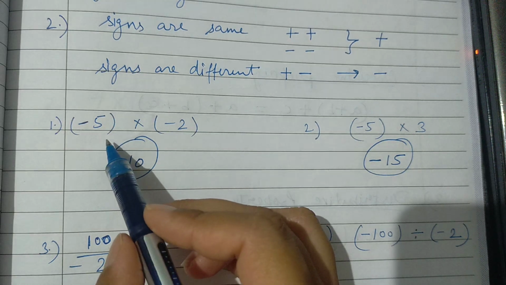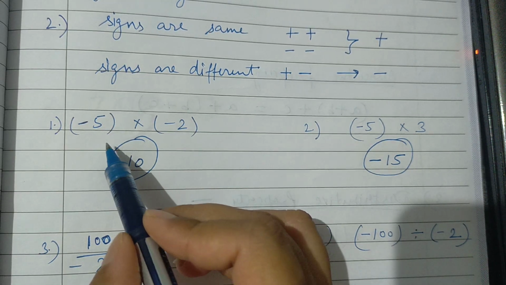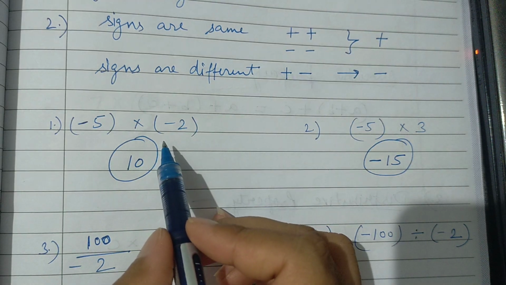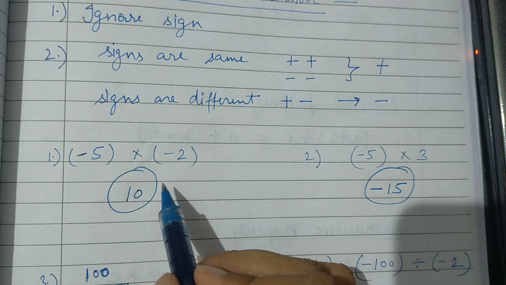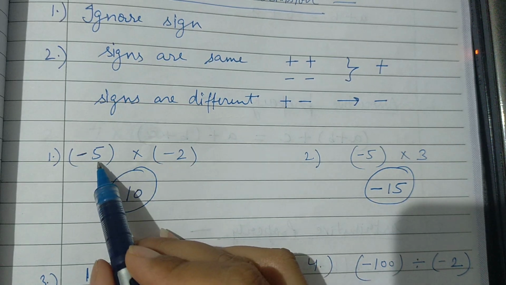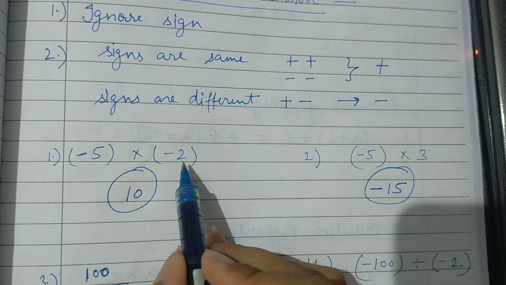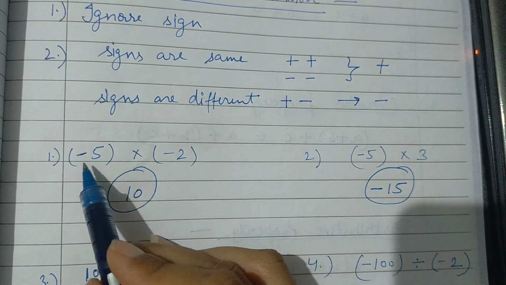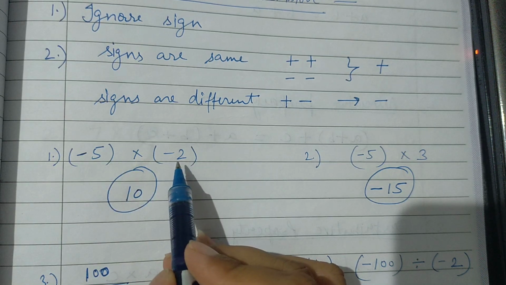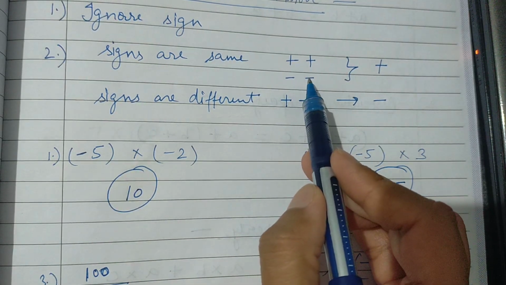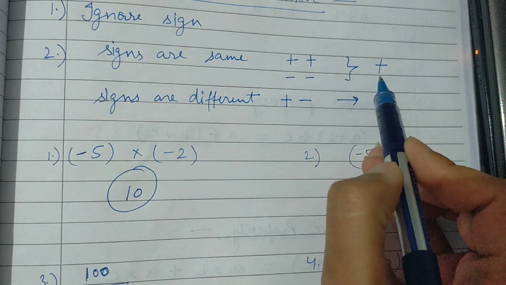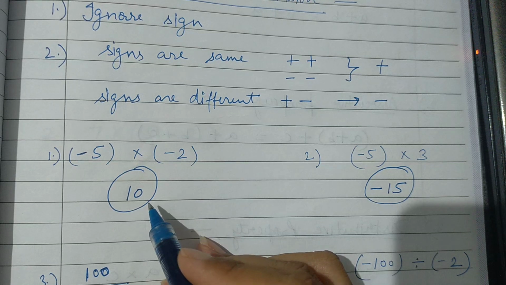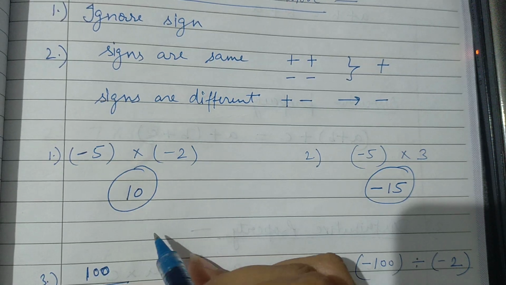See, I will show you by taking an example. Minus 5 multiply minus 2. First you just have to multiply and ignore the sign. 5 multiply by 2 कितना होता है? 10. Now we will put the sign. One is minus and other is also minus. It means both the signs are same. Then what will be the sign of the result? It will be plus. It means जो हमारा result है 10 उसका sign plus होगा. So plus 10 will be the answer.